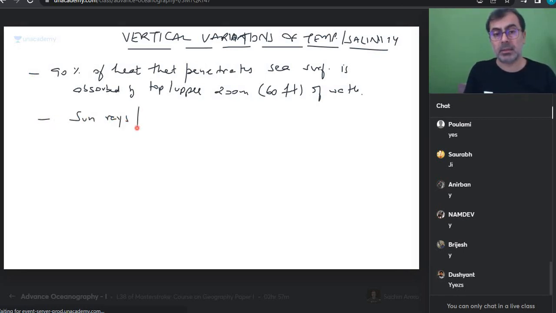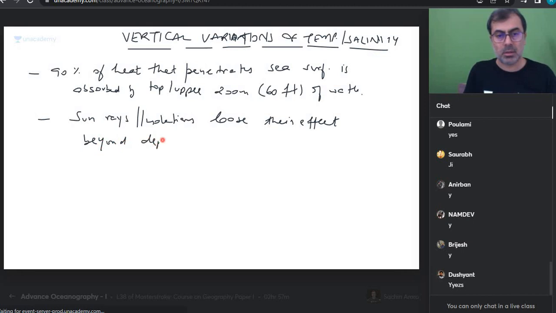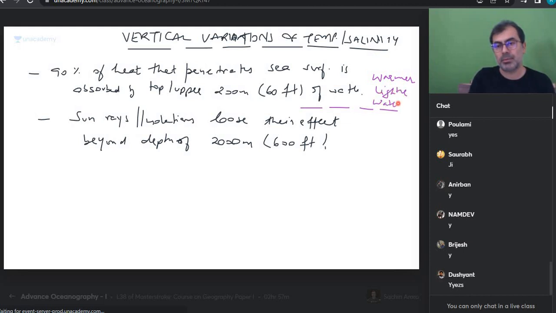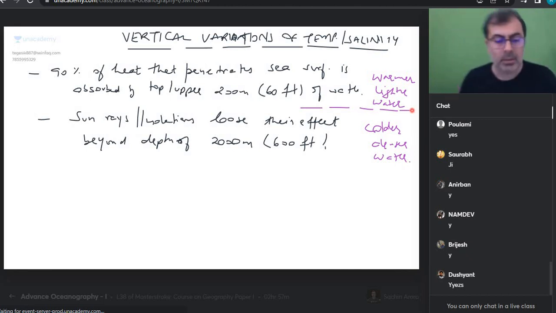Sun rays, insolation lose their effect beyond a depth of 2000 meters, 2 kilometers, or 6000 feet. Is everyone okay? So is it very clear? Is it very, very clear that in the oceans there is going to be warmer, lighter water on top? Warm water expands, yes, and colder, denser water below. Very simple. The rule begins that with depth the temperature changes.